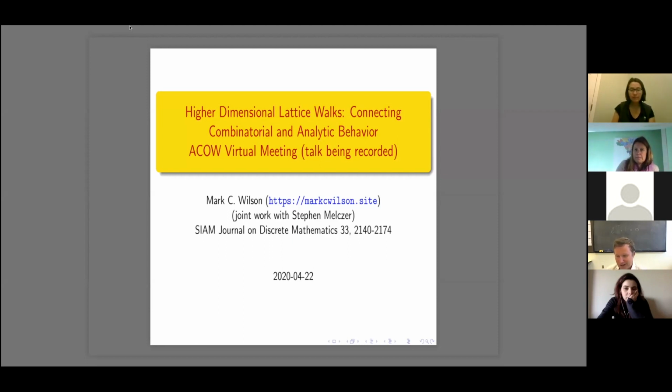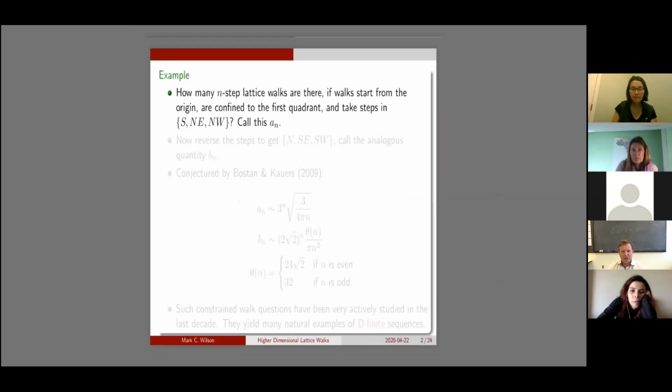I don't work in algebraic combinatorics per se, but it's been very interesting to hear such good talks and meet some interesting people. And I think there is definitely room for more collaboration. Hope to convince you of that. This is joint work with my excellent co-author, Stephen Melczer, on a paper that's recently been published, as you can see. So I'm going to start off with a question.